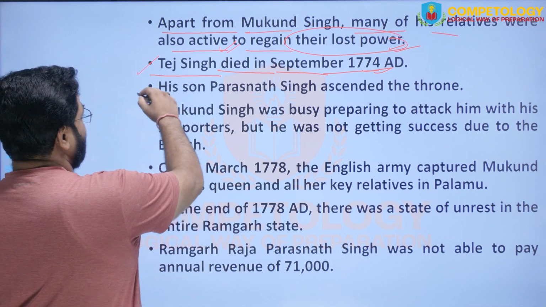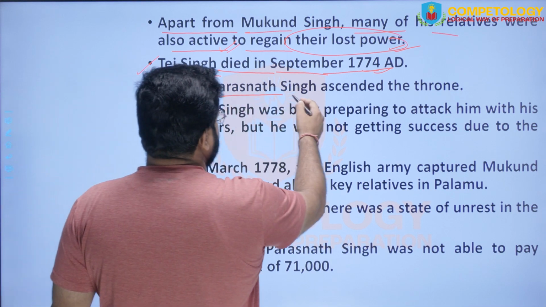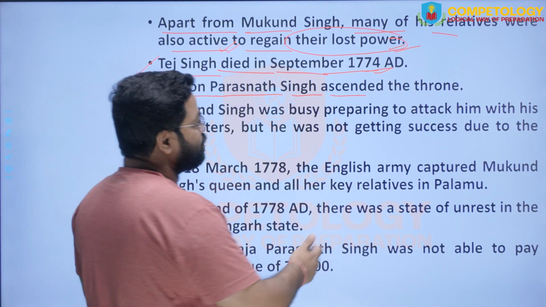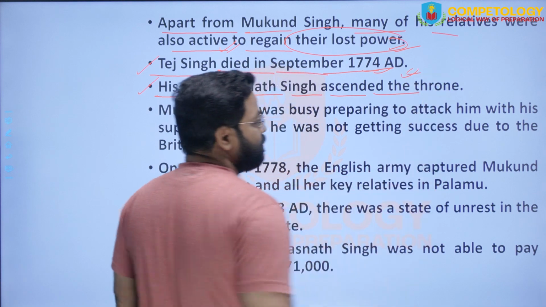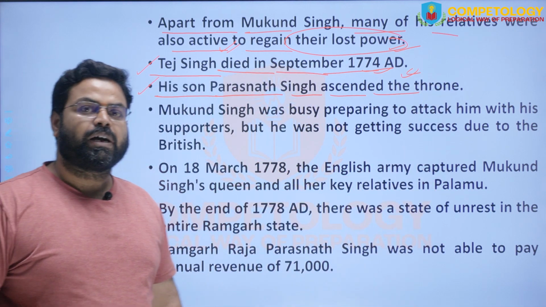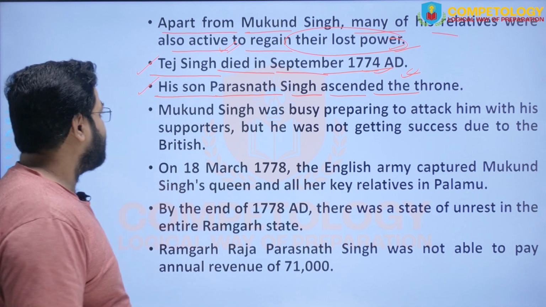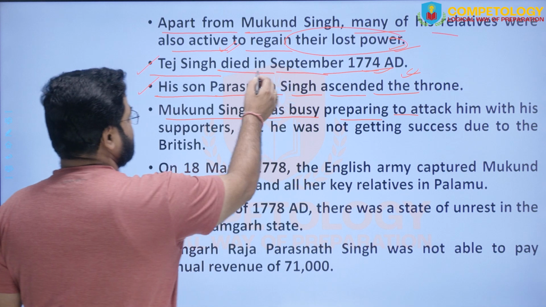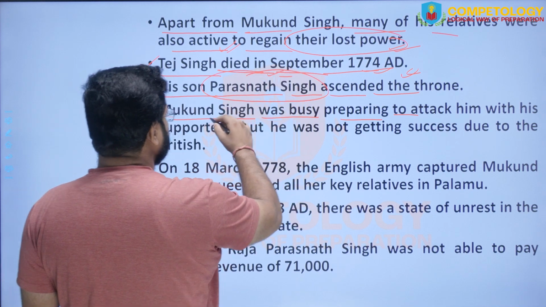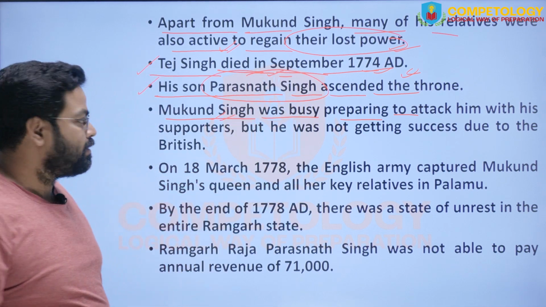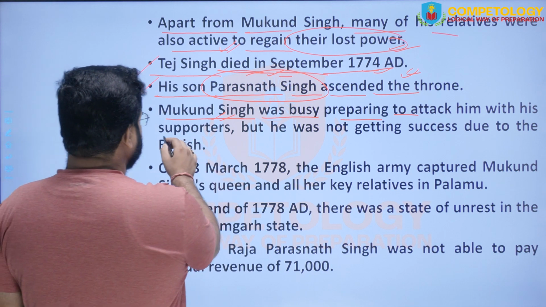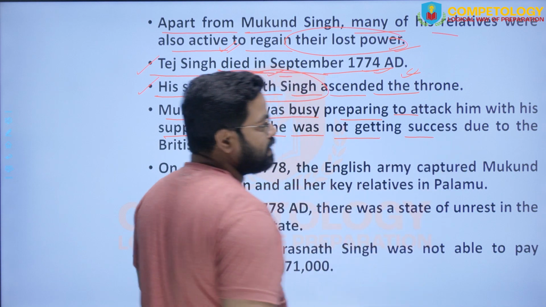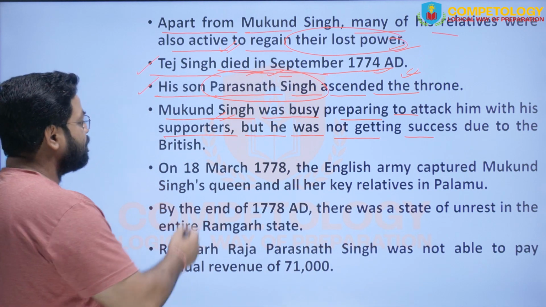And his son, Parasnath Singh, was declared as the king. He ascended to the throne. He was made the king of Ramgarh by the company, right? And here Mukund Singh was busy preparing to attack Parasnath Singh, and he was supported by his supporters and relatives, but he was not getting the success due to the British company.